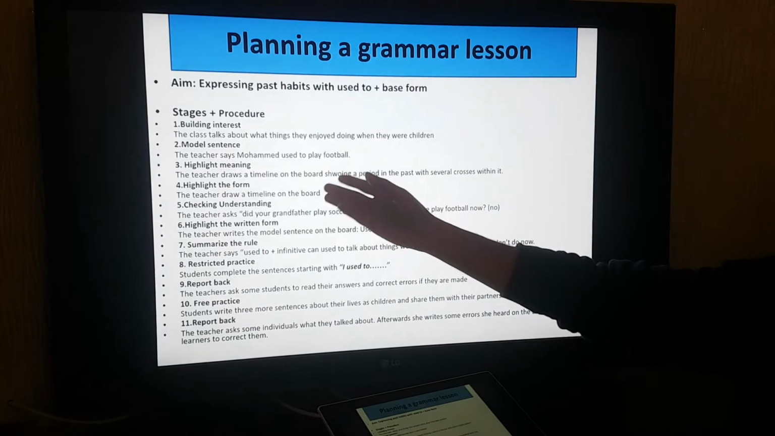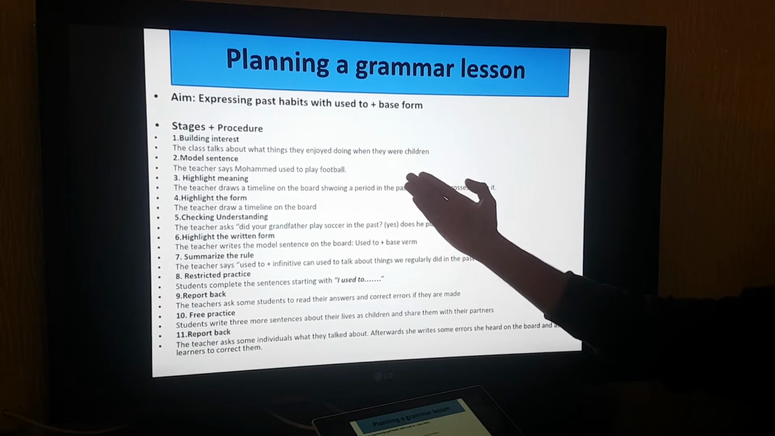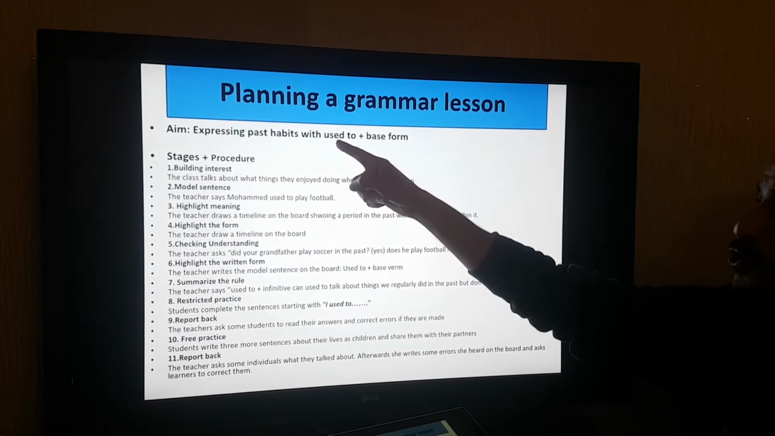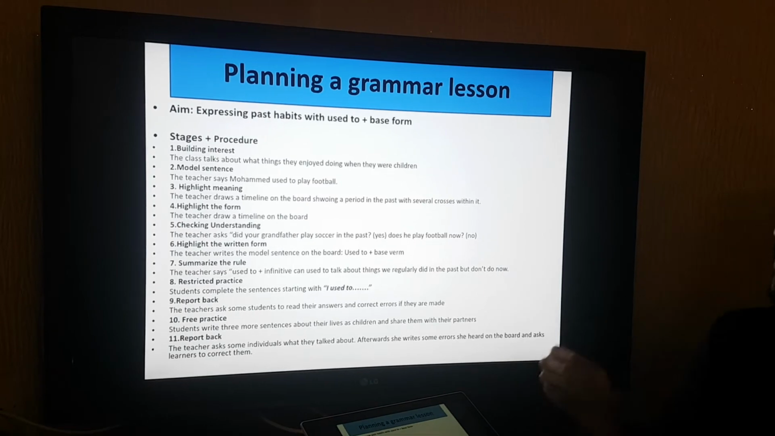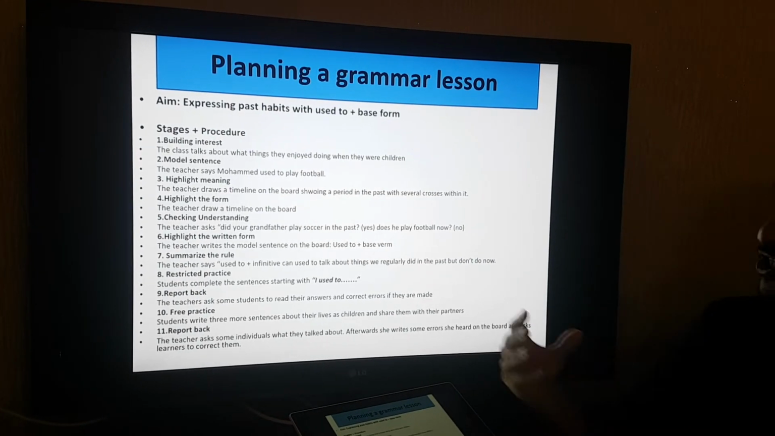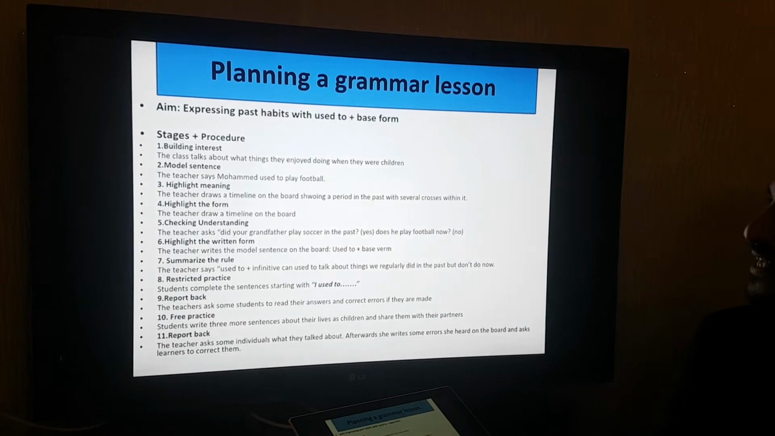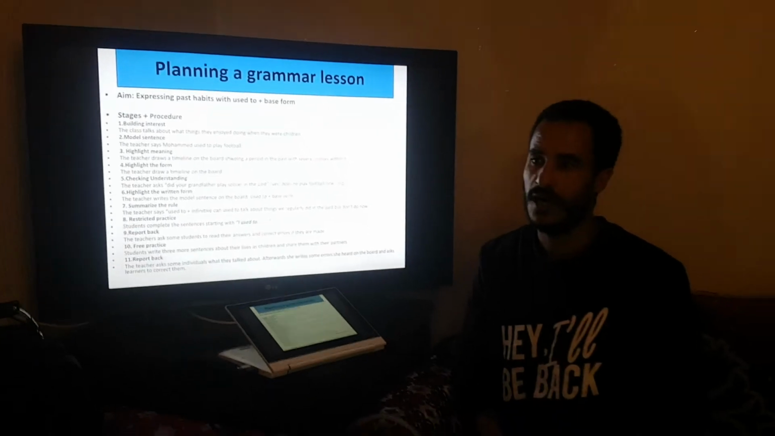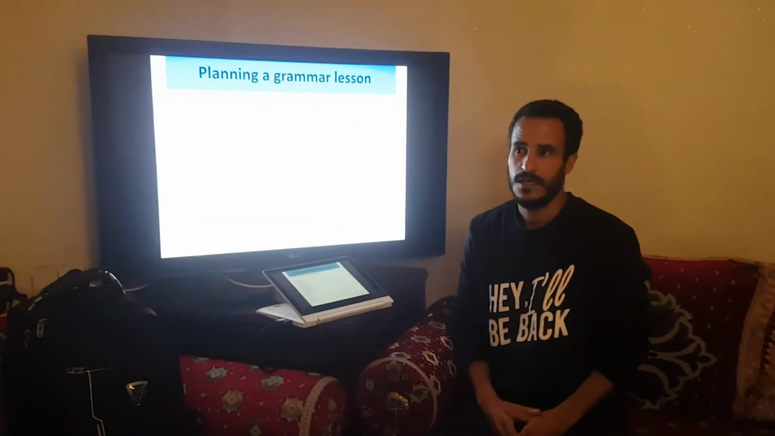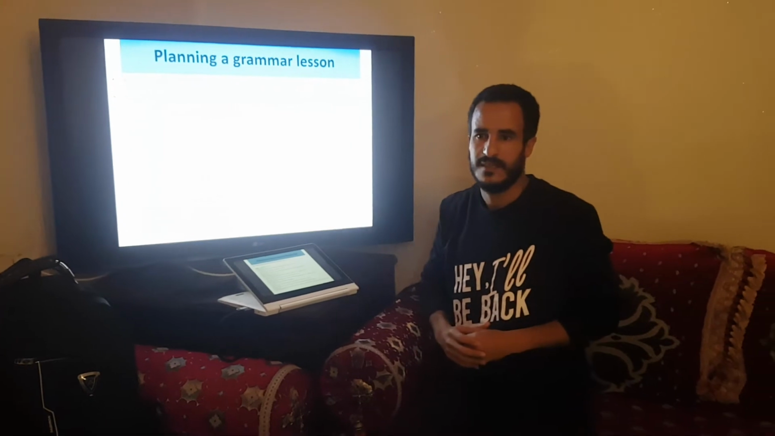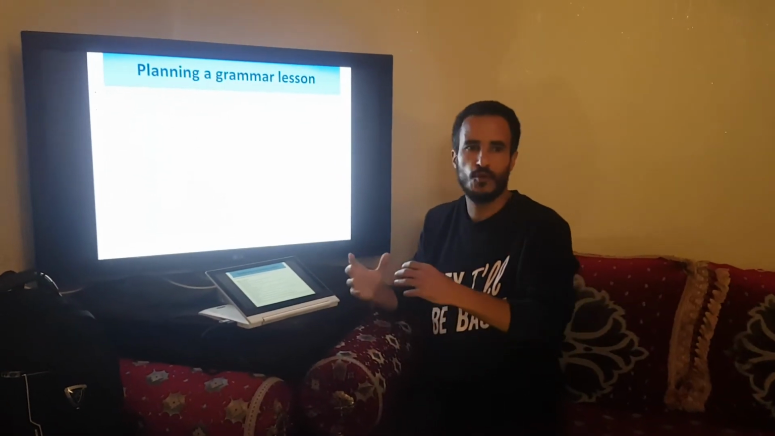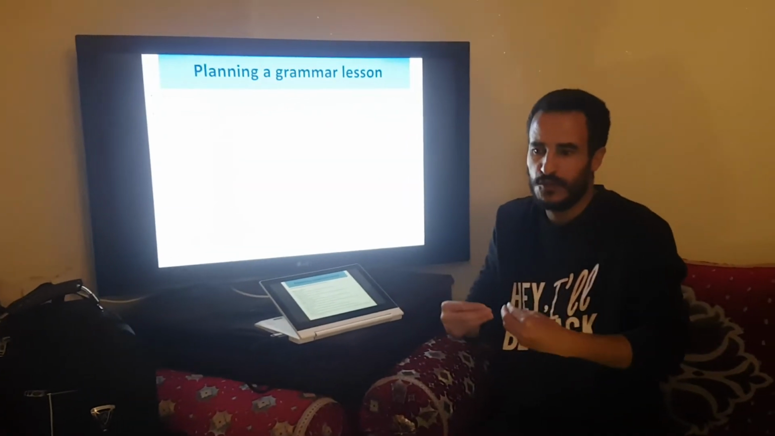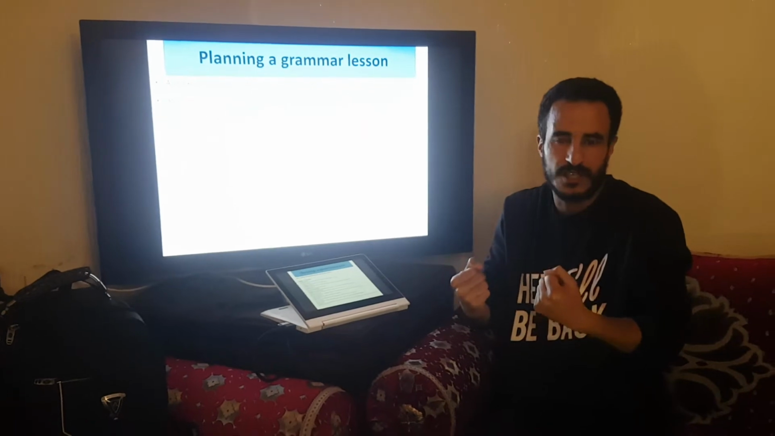The class talks about what things they enjoyed doing when they were children. Let's imagine we are teaching students to express past habits with used to plus base form. I'm going to start with building interest, so building interest is the first stage. The teacher can ask them, what did you enjoy in the past? I enjoyed playing tennis. I enjoyed learning English, something like that. Okay, just to introduce the structure used to.